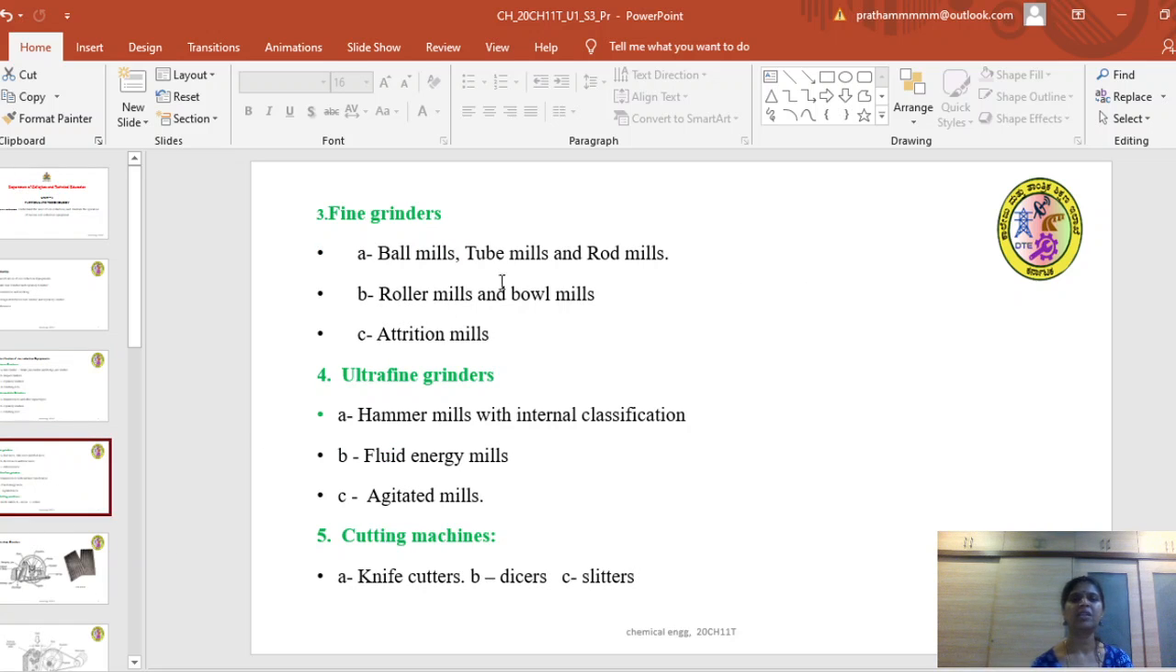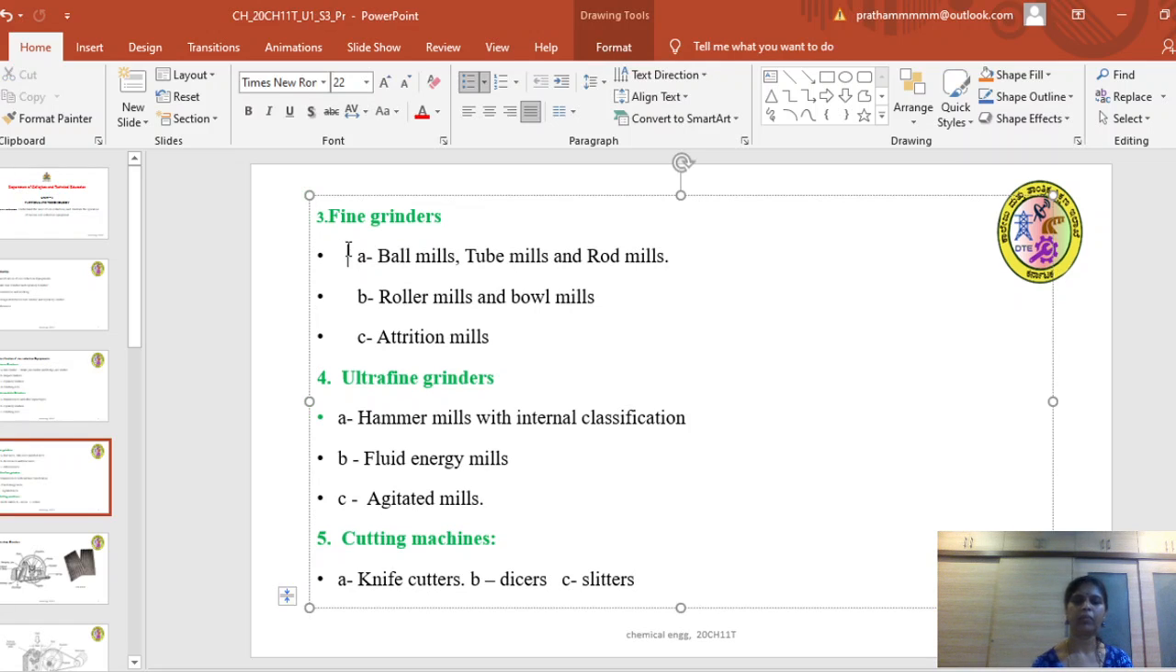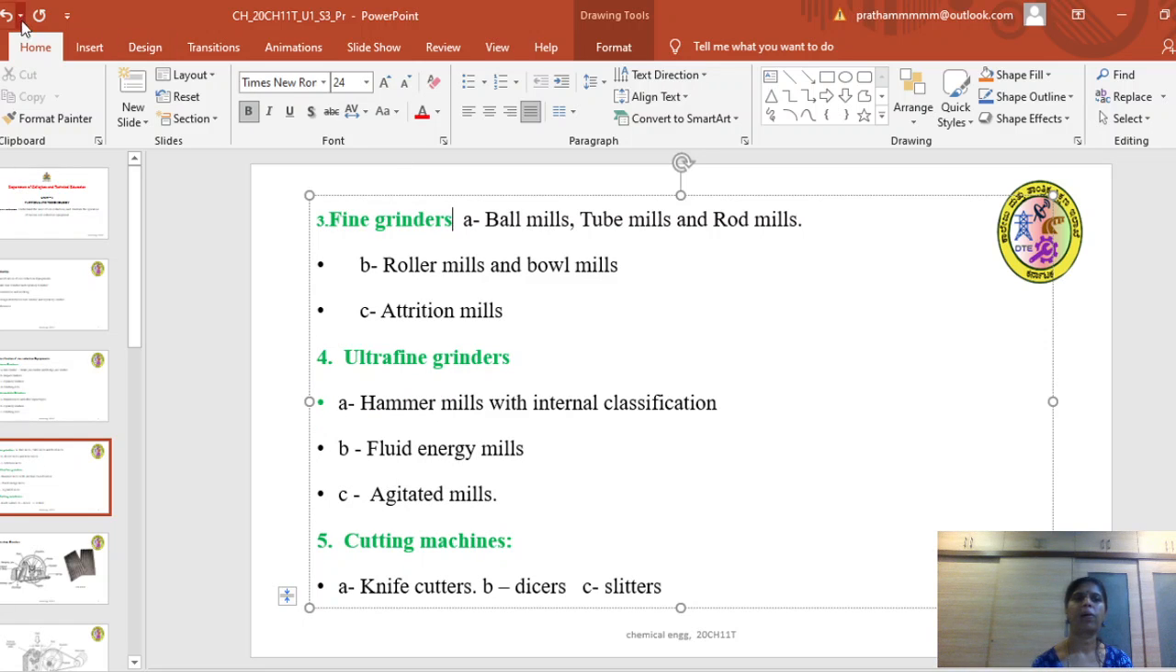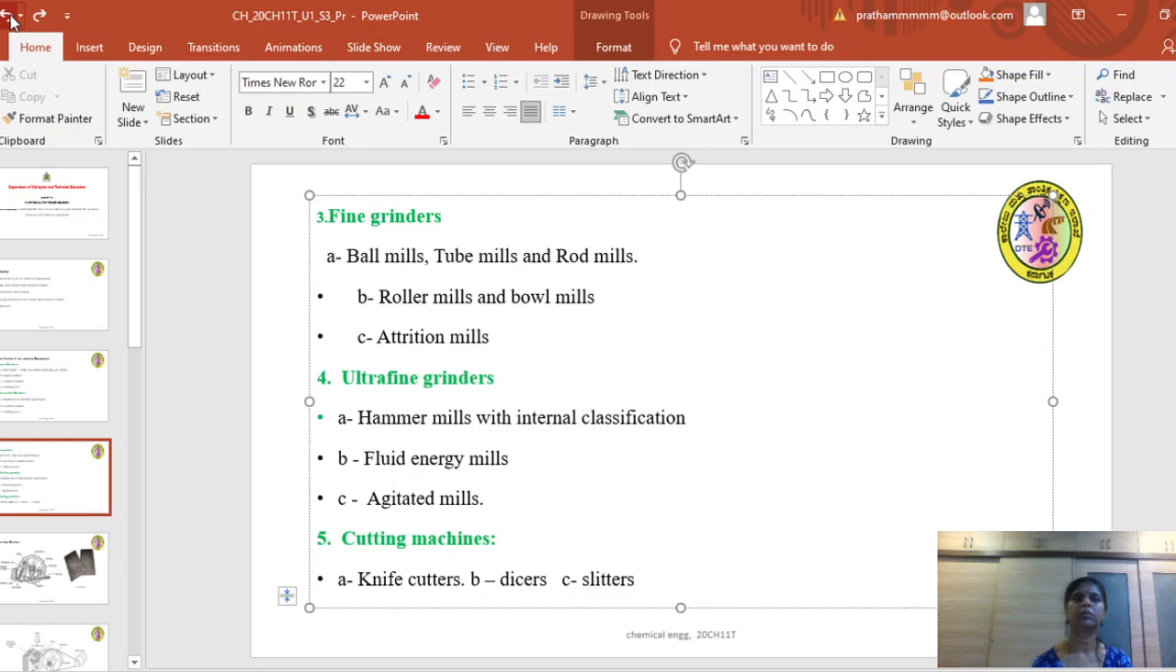In the fine grinders, you will be learning about the ball mill, tube mill, and rod mill, and the roll mills and attrition mills. In your syllabus you'll be learning about the ball mills, tube mills, and rod mills. In ultra fine grinders, you'll be learning about the hammer mill with internal classification, the fluid energy mills, and the agitated mills.